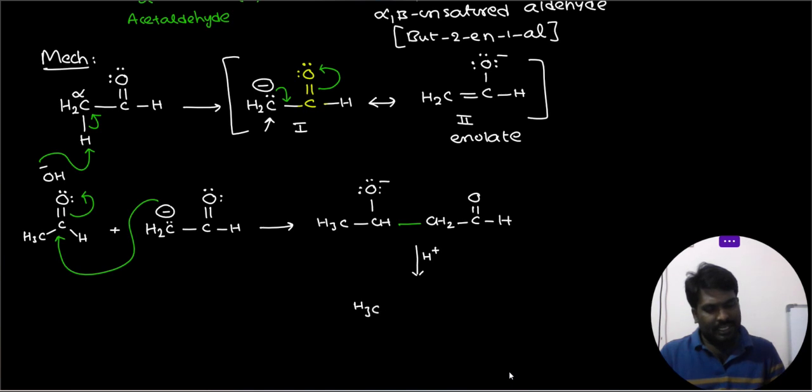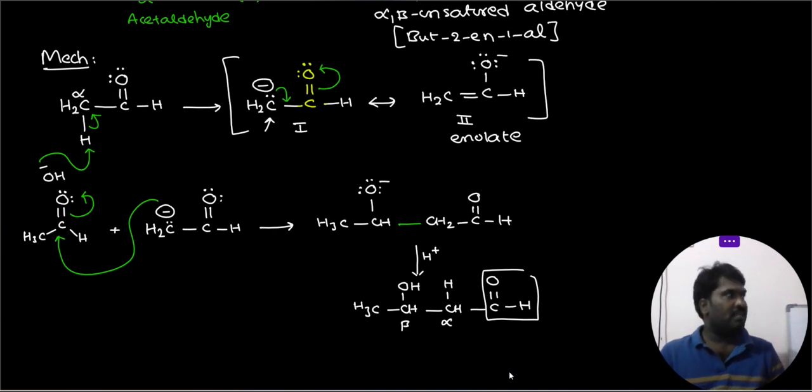Then CH3, CHOH. This CH2 hydrogen we can write like this, now C double bond OH. This is the functional group, the adjacent carbon is alpha, the next adjacent carbon is beta. This is a beta hydroxy aldehyde. Now this is the aldol addition product.